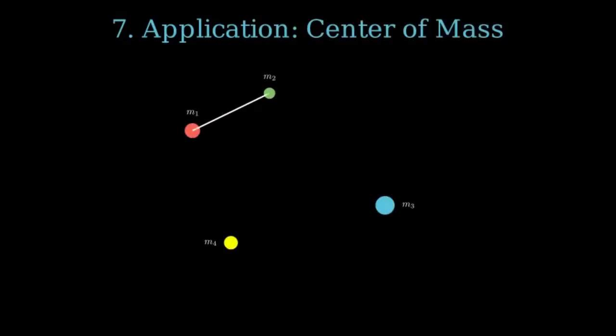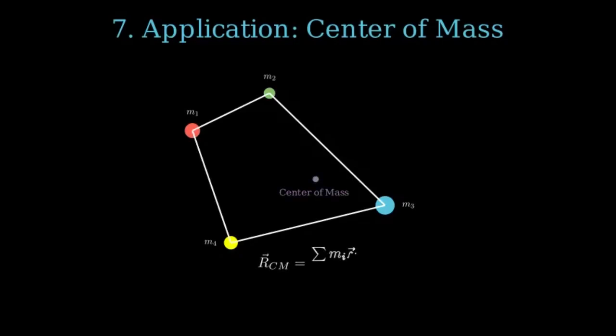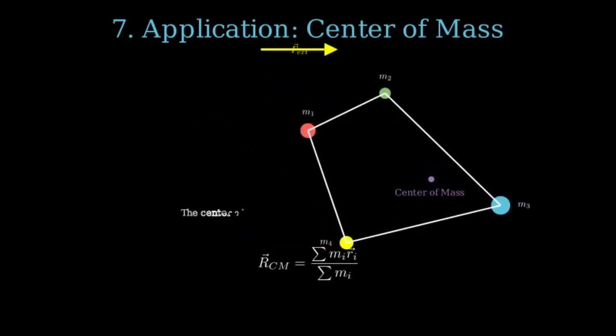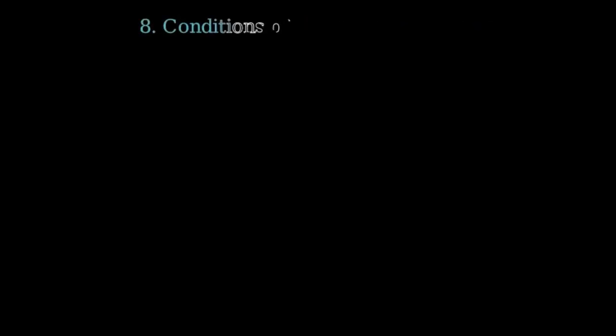The center of mass is a key concept in dynamics. For a system of particles, it's calculated as the weighted average of their positions. The center of mass follows Newton's second law. The net external force equals the total mass times the acceleration of the center of mass. This simplifies the analysis of complex multiparticle systems.